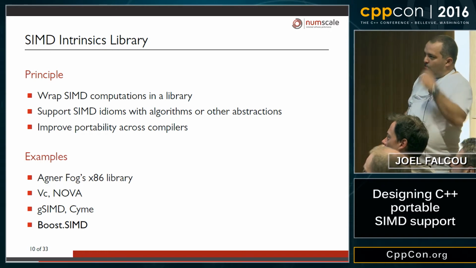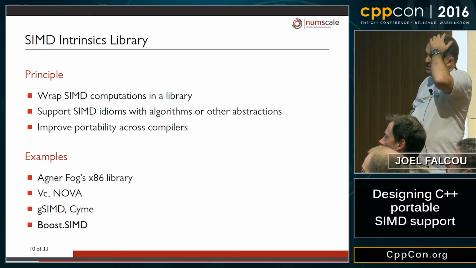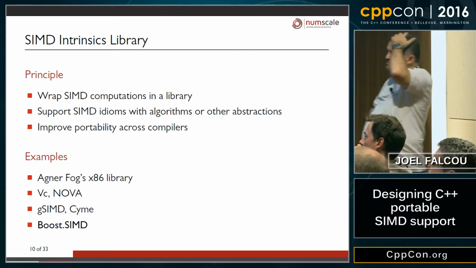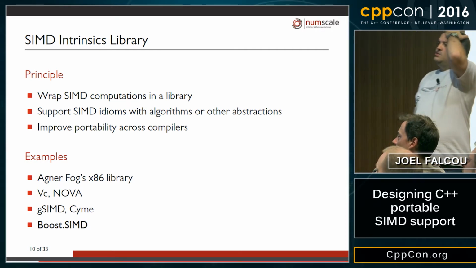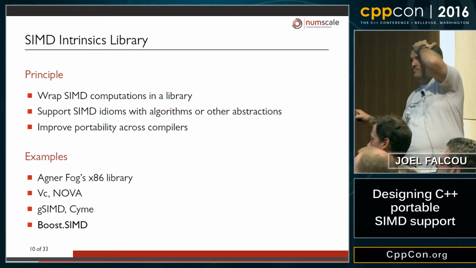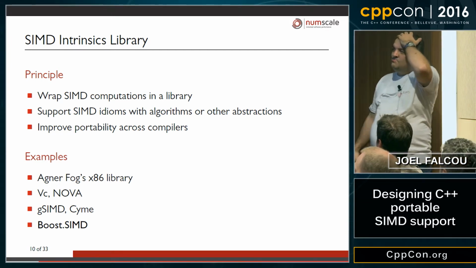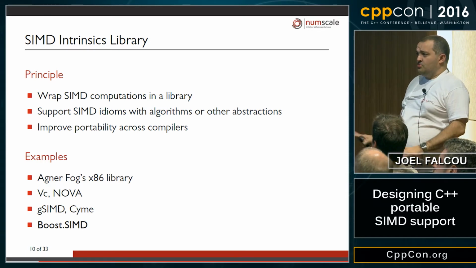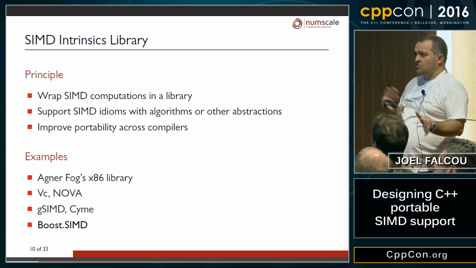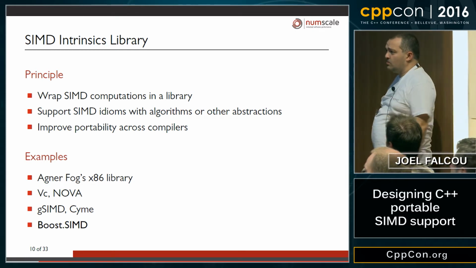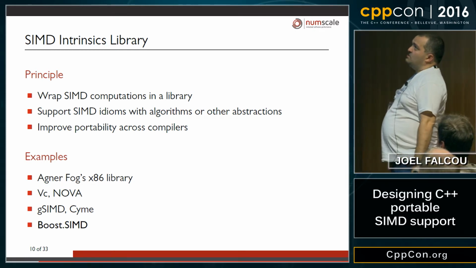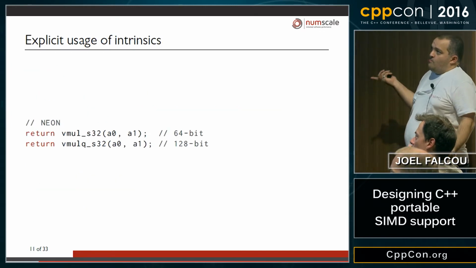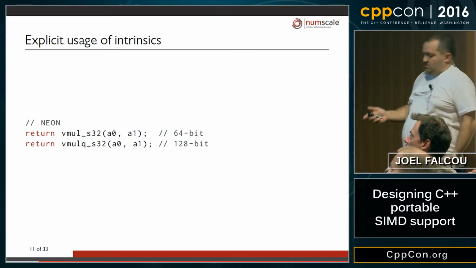There is the Agner Fog x86 library. You have VC by Matthias Kretz, Nova by Tim Benchmans, GSIMD, which is an effort made by IBM, and SIMD, which is more or less a SIMD library with a focus on data structures. It has fancy array of structure of array adapters, which is quite cool. And you have Boost.SIMD, which I will be speaking about a bit later.